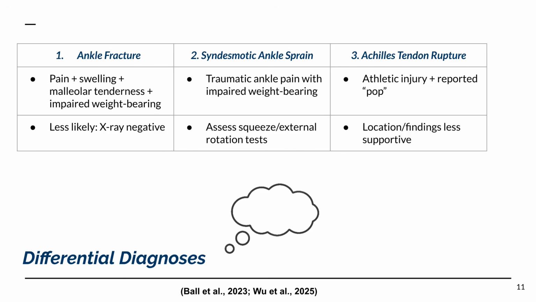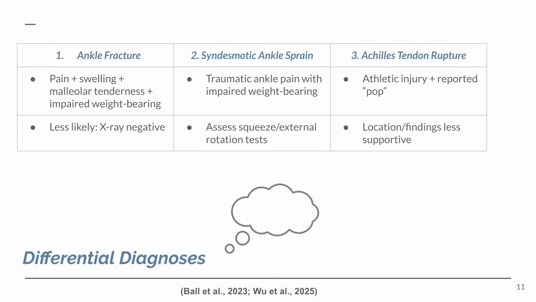Third is an Achilles tendon rupture. The patient's report of a pop during an athletic injury makes this an important consideration. However, his pain, swelling, ecchymosis, and tenderness are localized to the lateral ankle rather than the posterior Achilles region, making this less consistent with the overall presentation.